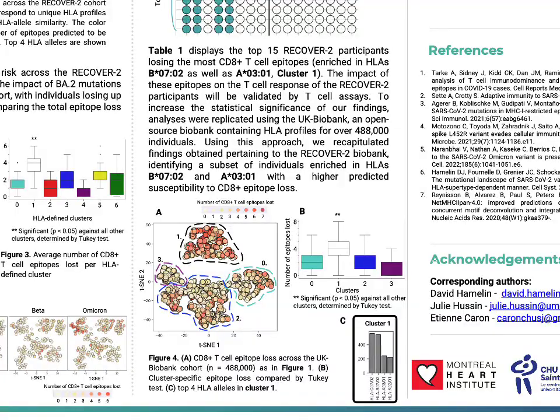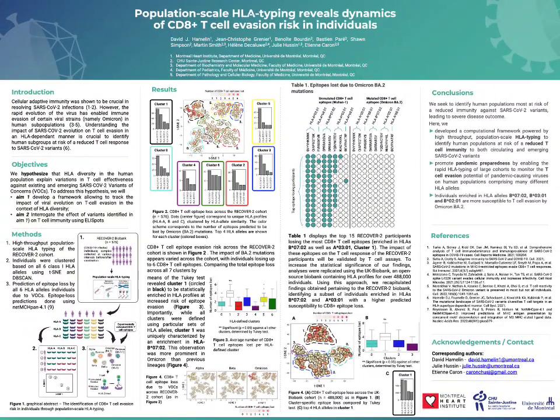In conclusion, we developed a computational framework powered by high-throughput population scale HLA typing to identify human populations at risk of a reduced T-cell immunity to circulating and emerging SARS-CoV-2 variants. This is relevant in the context of pandemic preparedness, as it enables the rapid HLA typing of large cohorts and the monitoring of T-cell evasion throughout the pandemic.